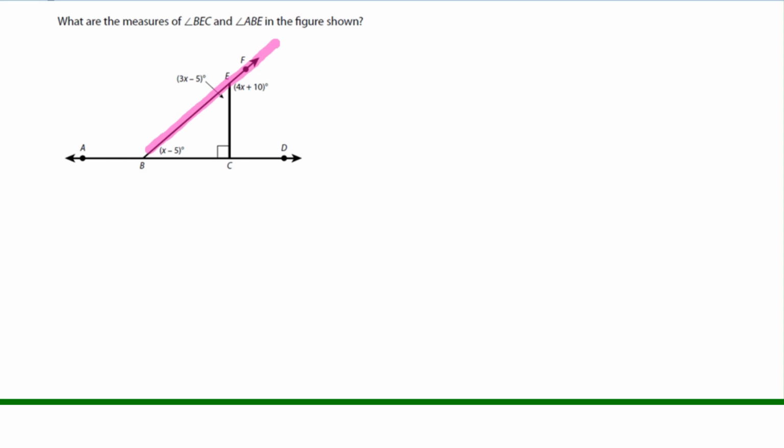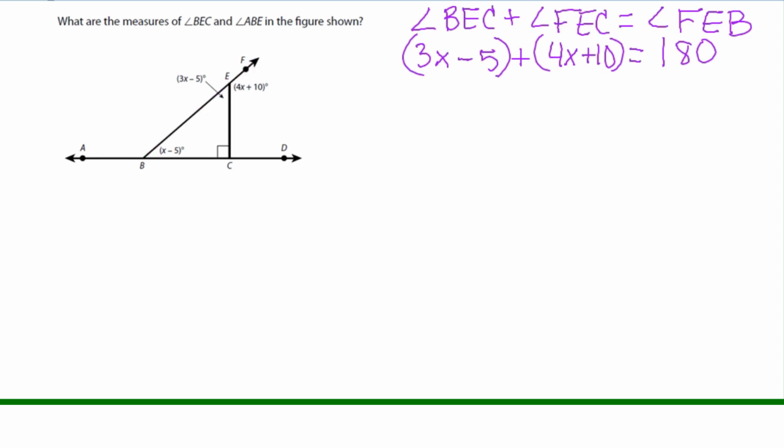To do that, you have to see what two angles fall on that straight line, and then add them together and set it equal to 180. So if we look here, I have angle BEC and angle FEC, which together equal angle FEB. FEB is this straight angle right here. Angle BEC is right here, and that is equal to 3x minus 5. And angle FEC is here, and that is equal to 4x plus 10. And all of that equals 180.